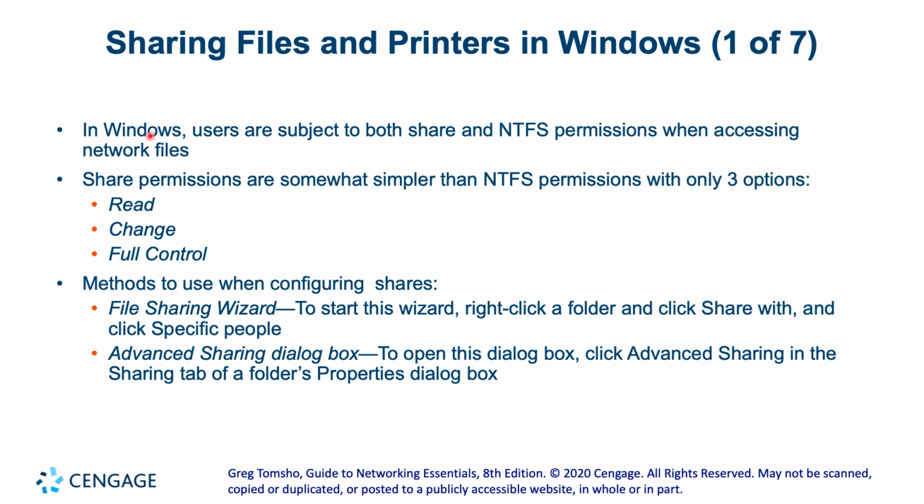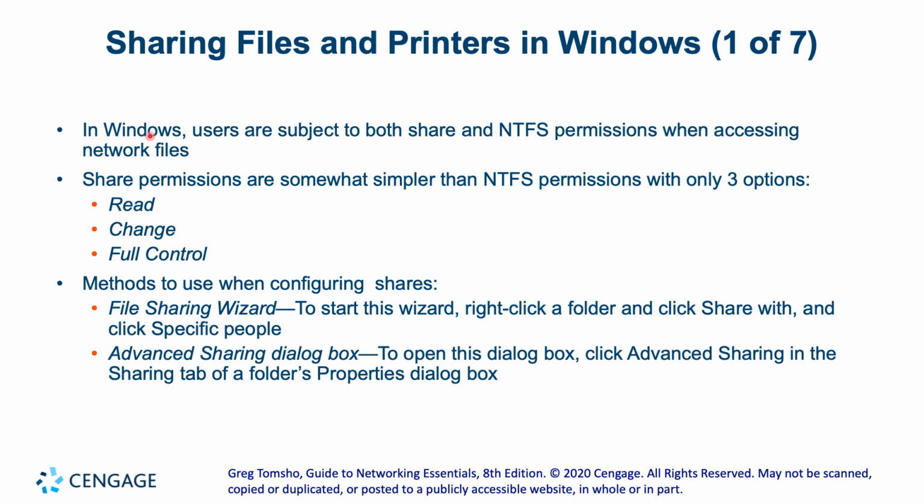When you access a file over the network, you're subject to both permission systems in Windows. You have share permissions and you have NTFS permissions. So when you access the file over the network, it's going to look at your NTFS permissions that we saw: full control, read, write, change, modify. Share permissions, there's only 3 of them: read, change, and full control.